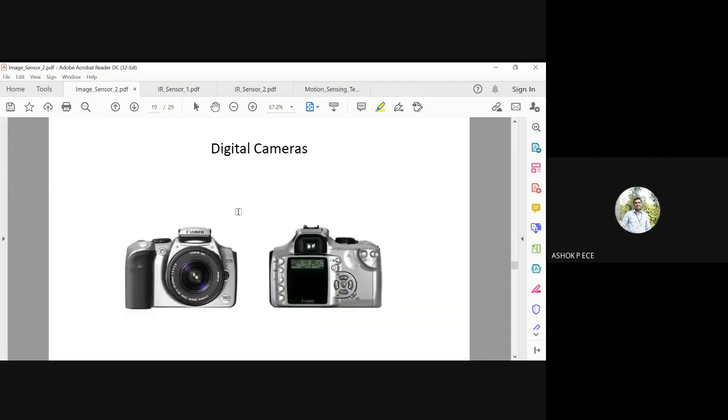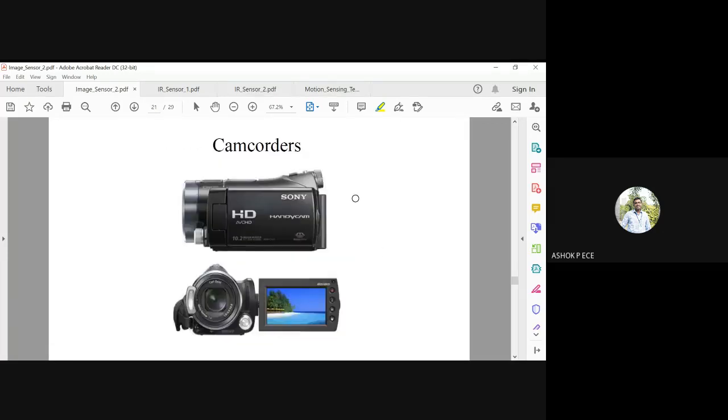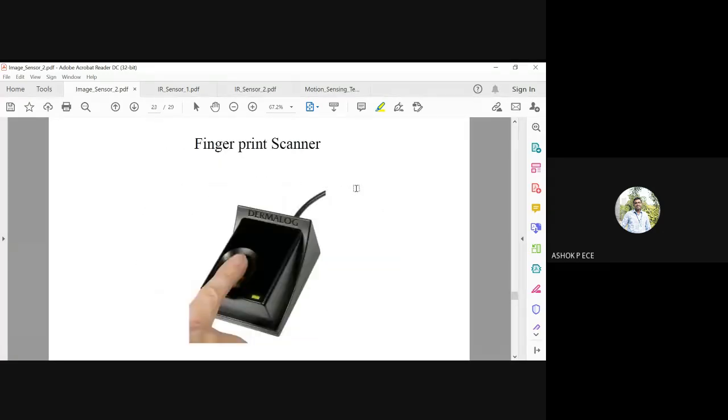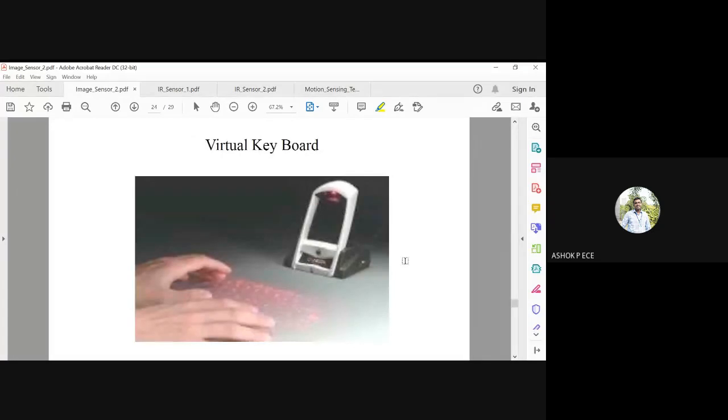And digital cameras, which are used in PDAs, camcorders, robots, fingerprint, virtual keyboard. So you can project a virtual keyboard, and as you press the keys, you can have the corresponding action. That mapping is done by separate processing software. So everything is based on image sensing only.